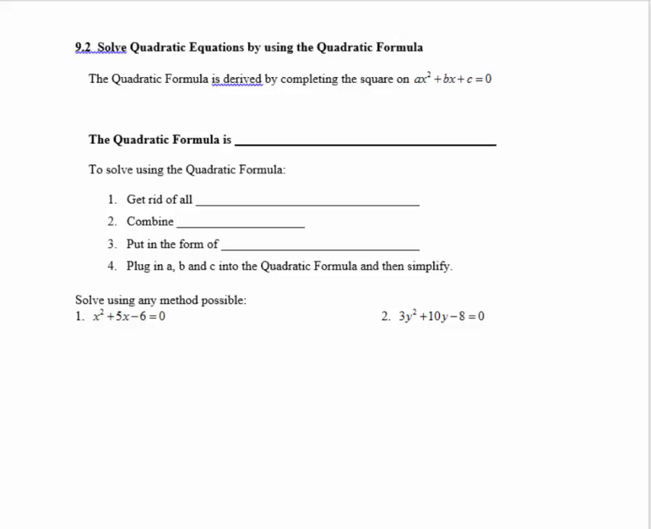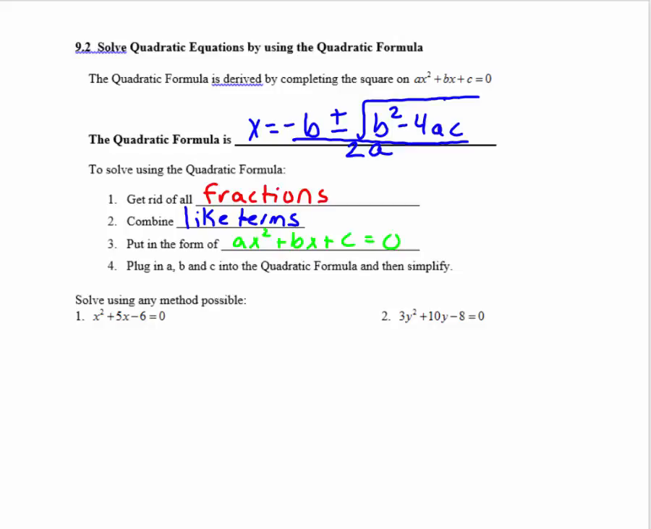So the quadratic formula is x equaling opposite of b plus or minus the square root of b squared minus 4ac all over 2a. So again, make sure you start off with the quadratic formula being x equals. You do need to have that very first part. Don't just start off by saying opposite of b. It's x equals negative b plus or minus the square root of b squared minus 4ac all over 2a.